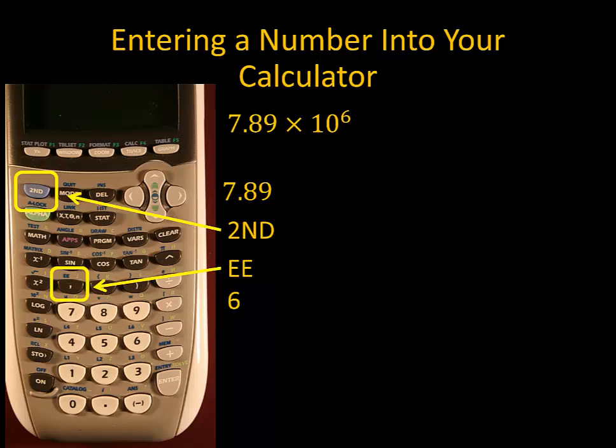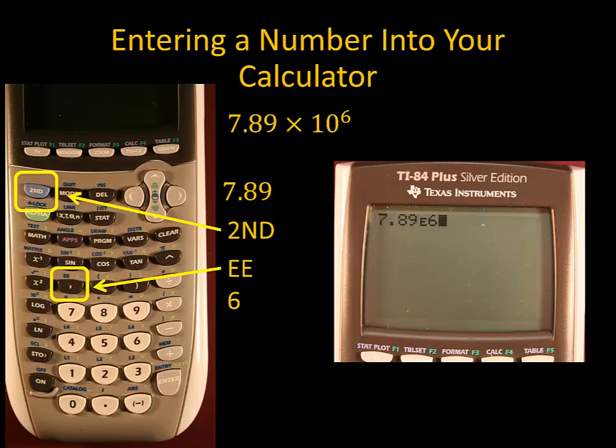We're done entering the number, but the calculator doesn't know that yet. It won't know we're done until we hit some kind of an operation key like addition, subtraction, multiplication, exponentiation, etc. Here's what the display will look like at this point, though. The calculator doesn't show the times 10 to the 6th. It just writes 7.89E6.